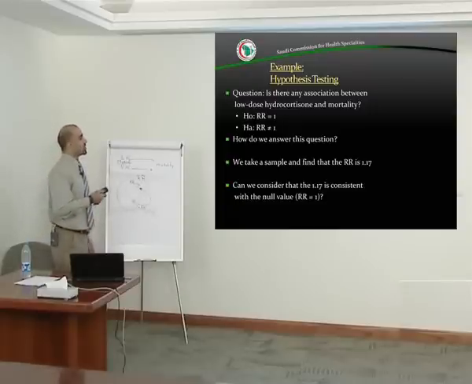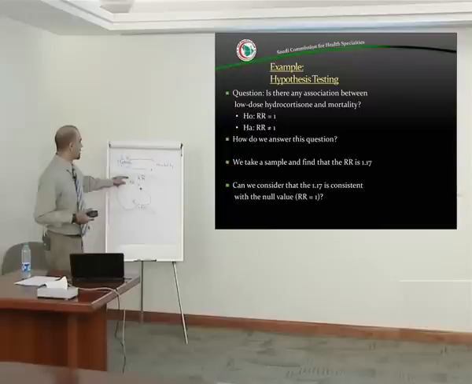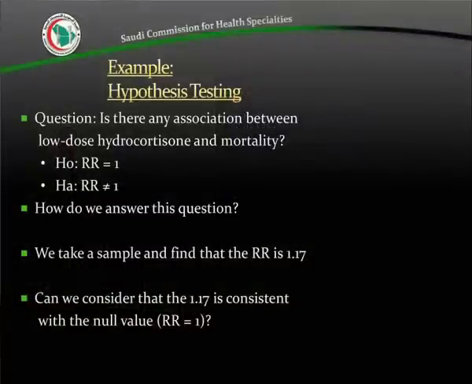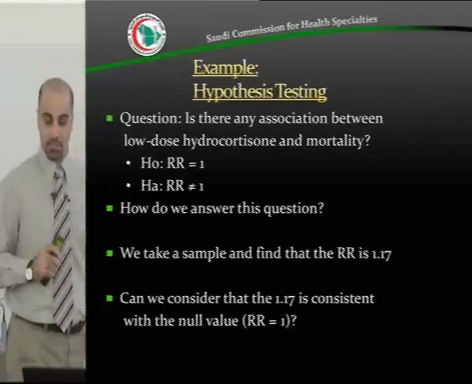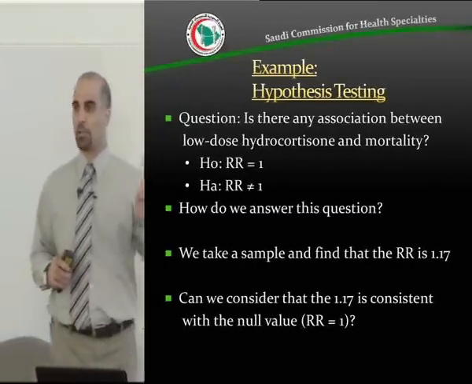So the question here: I do not want to estimate the relative risk. I just want to say, is there any association or is there no association? This is my objective when I want to do a p-value. So the question is, is there any association between low-dose hydrocortisone and mortality? Yes or no? So I developed two hypotheses.